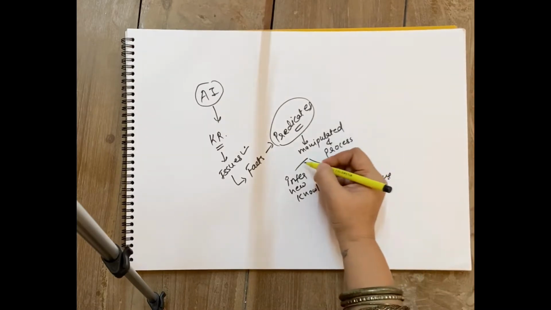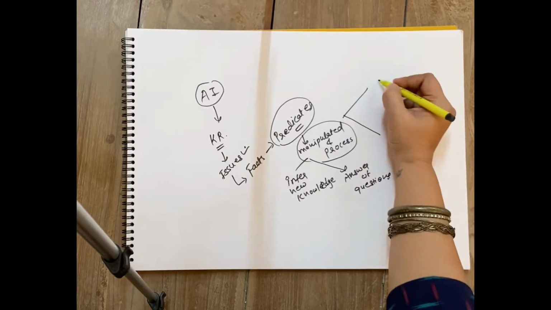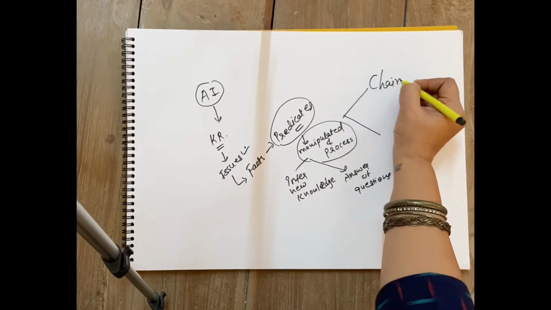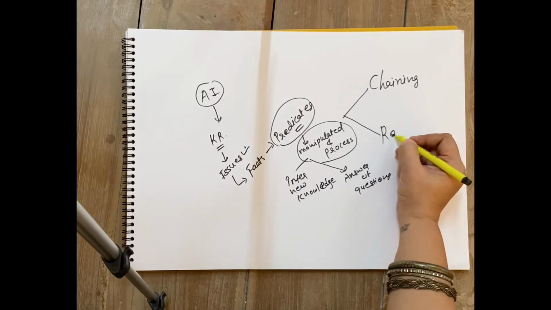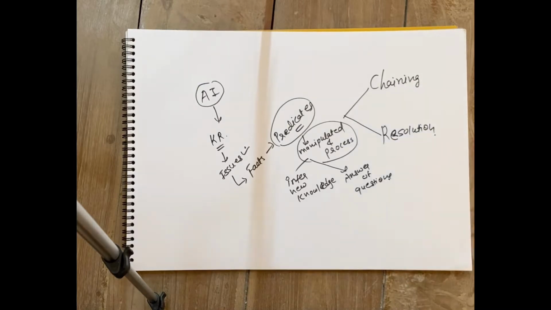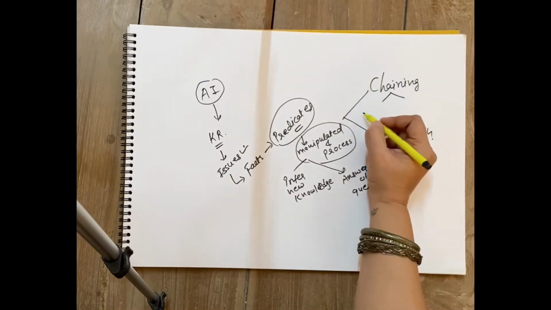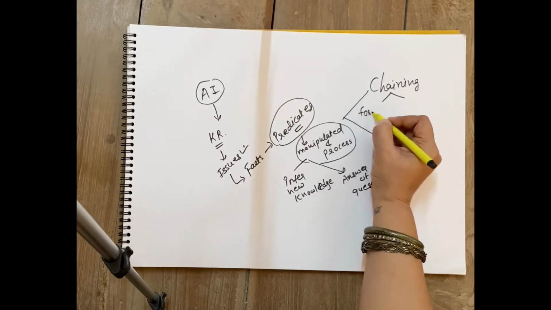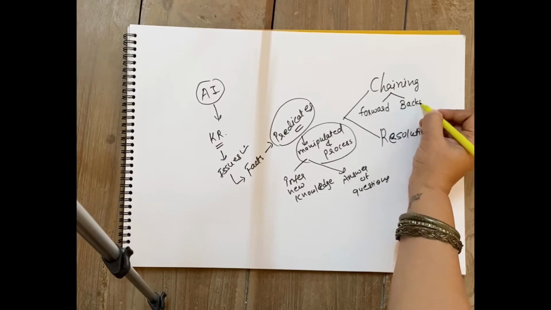Okay, for performing this there are two methods as we have discussed earlier. The first one is called chaining and the second one is called resolution. As we had discussed earlier, in chaining there are two methods possible. The first is forward chaining and the second is backward chaining. We have seen examples only of backward chaining.